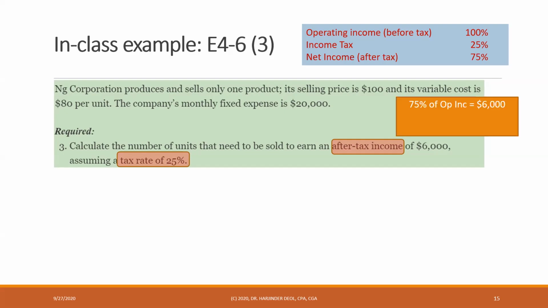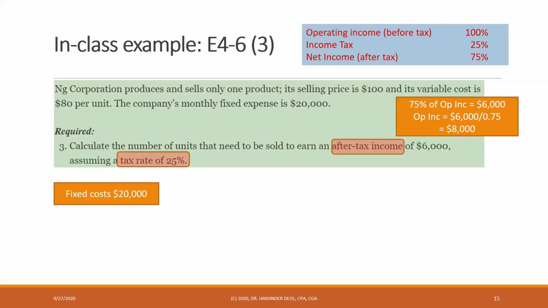So in order for us to calculate that, 75% of our operating income, which is $6,000, divided by 75% or 0.75 will give us $8,000. So your operating income before tax works out to be $8,000. Once we have that, then we can carry on with our calculation. All we have done here is converted our net income to operating income. So from after tax to before tax.